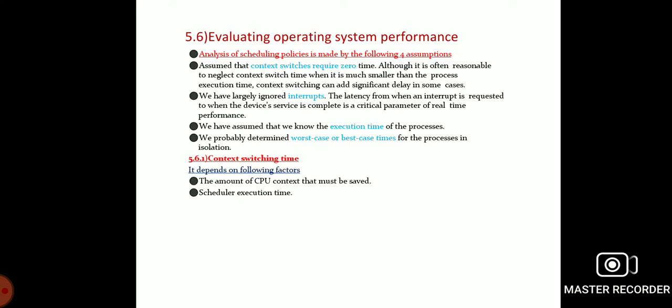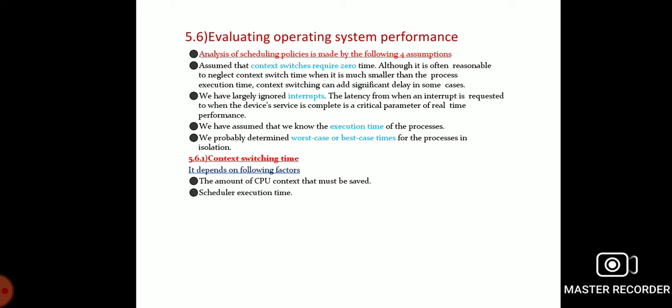So the context switching time depends on the following factors. Number one, the amount of CPU context that must be saved. What functions are needed? What instructions are we using? This data is executed through the CPU, and also the scheduler execution time. So how the execution can be implemented, and what type of scheduling we prefer. So these are the categories of worst case execution or best case execution.